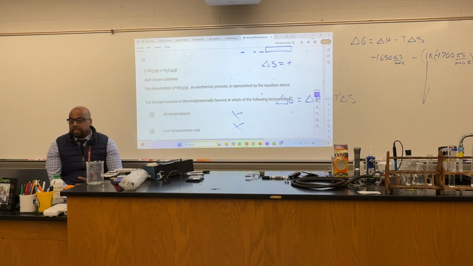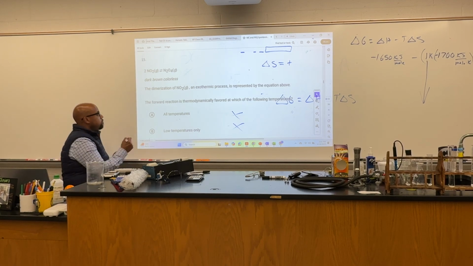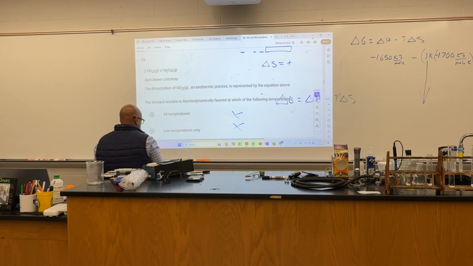All right, so if you look at this, it says it's an exothermic reaction, right? It says the dimerization of NO2 is an exothermic process, represented by the equation above. The forward reaction is thermodynamically favorable at which of the following temperatures? So if I look at it, it's exothermic. What's my delta H in this case? Negative. Okay, so I know that part. Delta H happens to be negative.